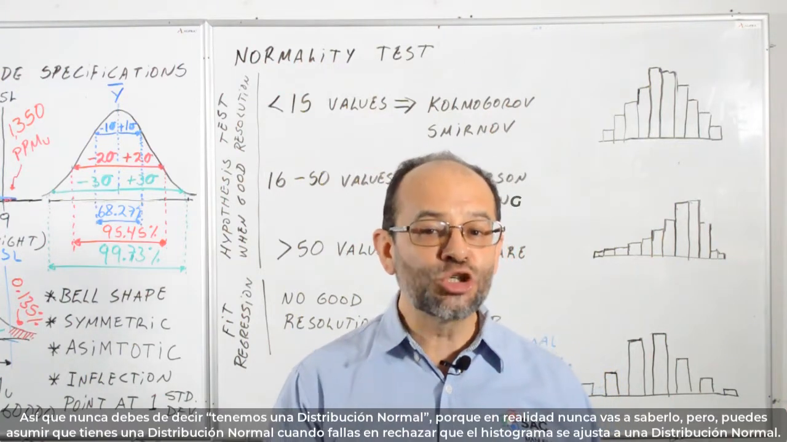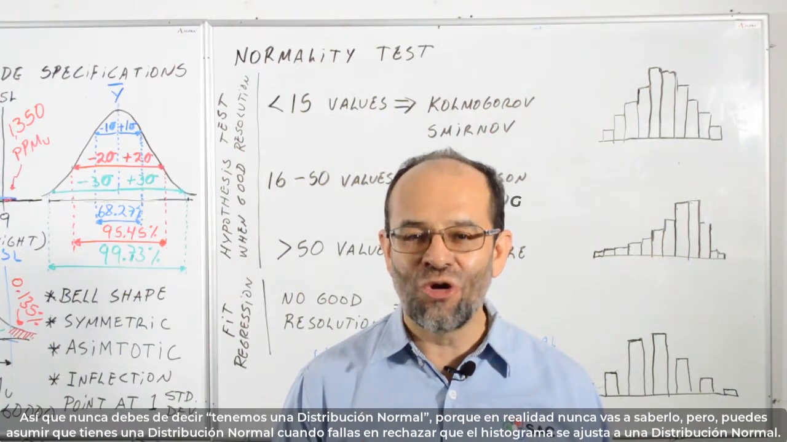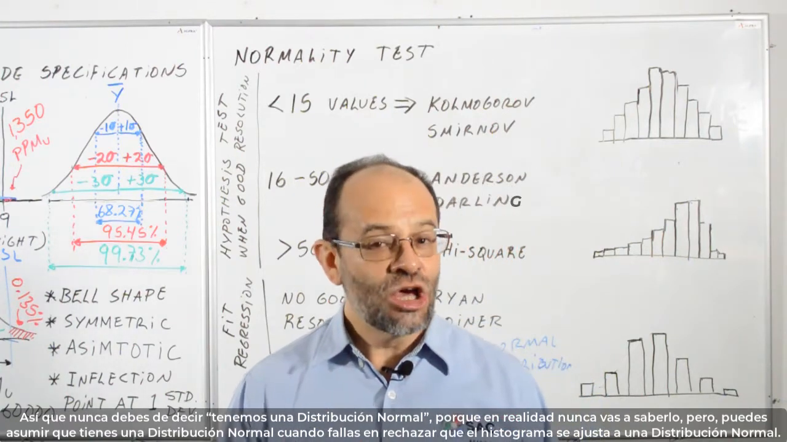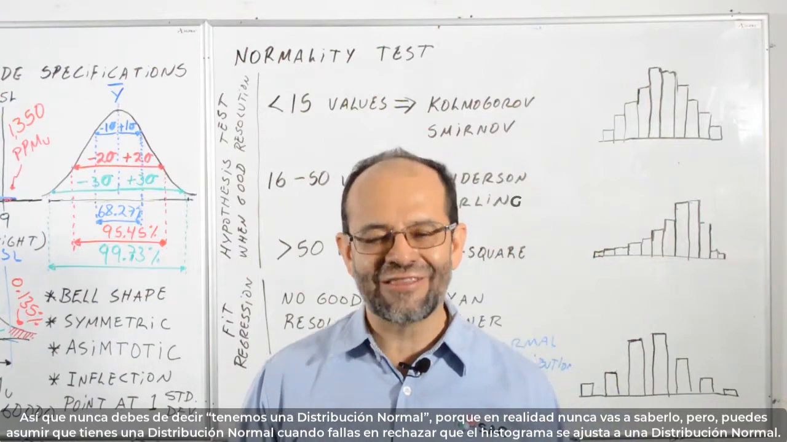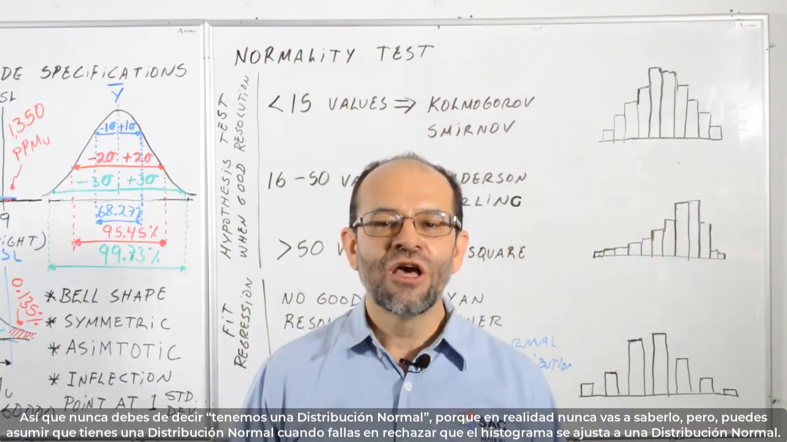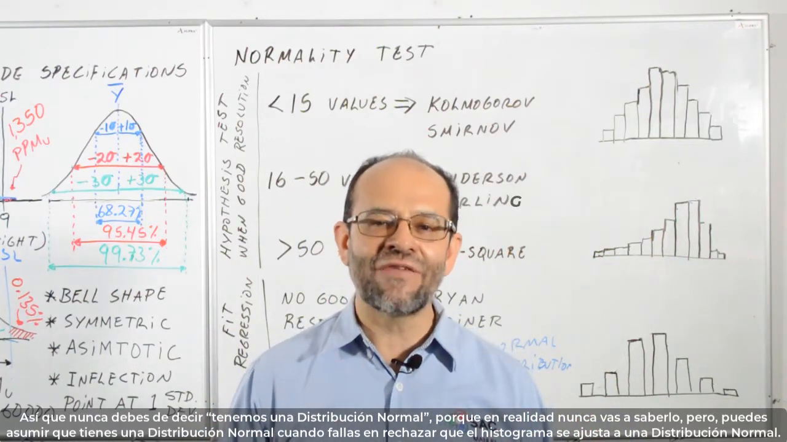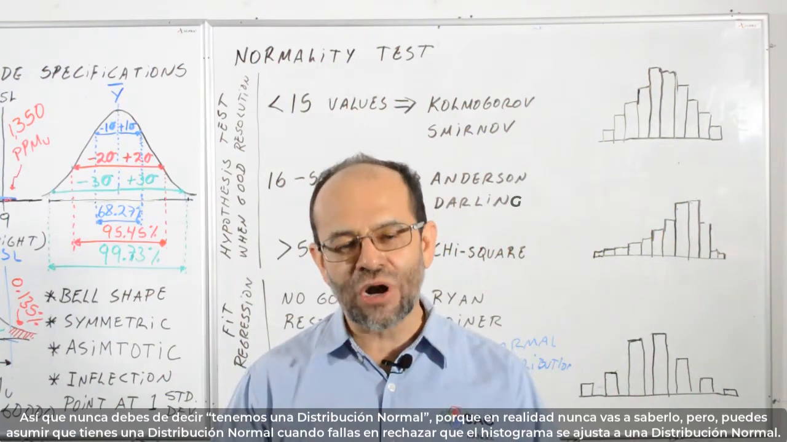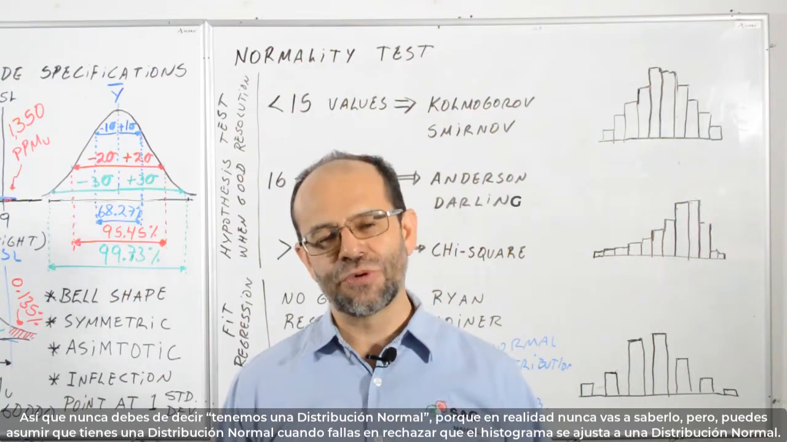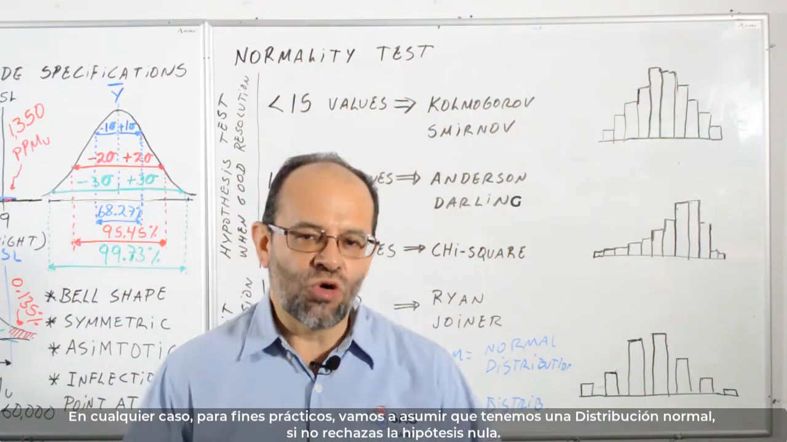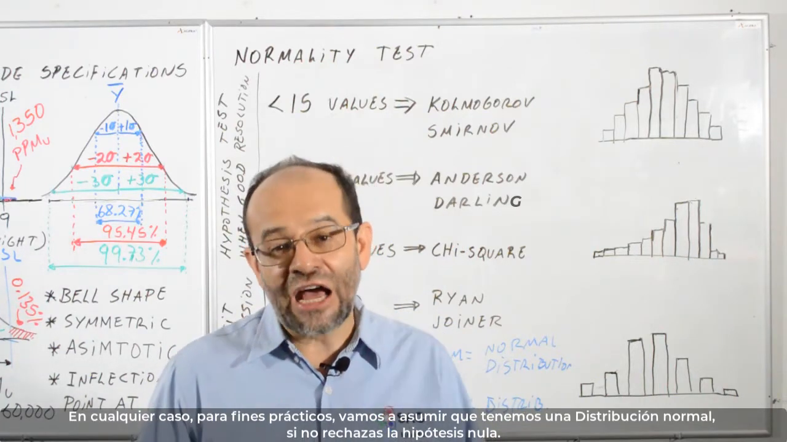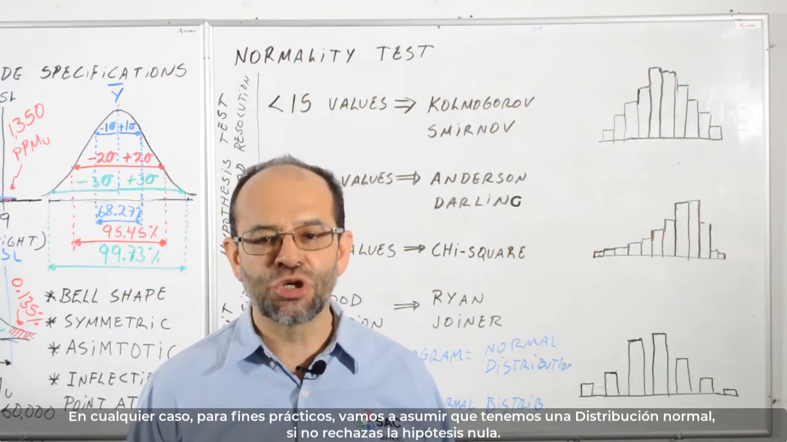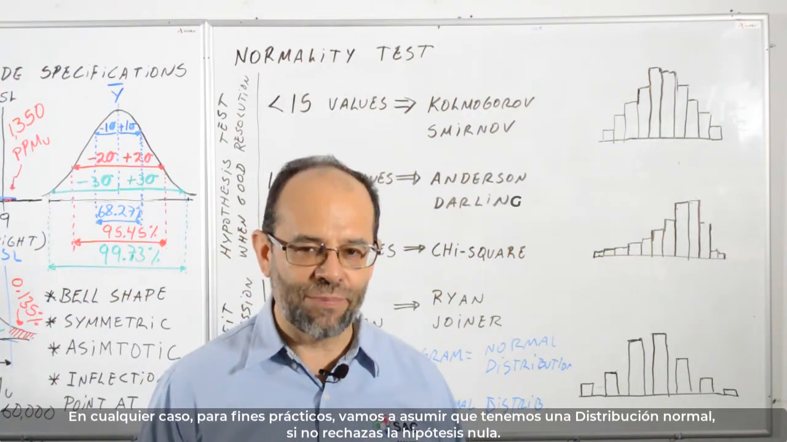Then we will assume that we are having a normal distribution. So you never should say we are having a normal distribution, because in reality you never will know that. But you can assume that you are having a normal distribution if you fail to reject that you are having a normal distribution. Anyways, for practical terms, we will assume that we are having a normal distribution if you do not reject the null hypothesis.